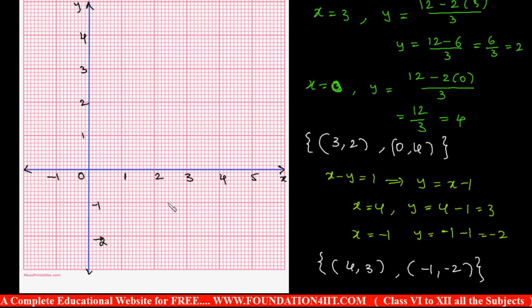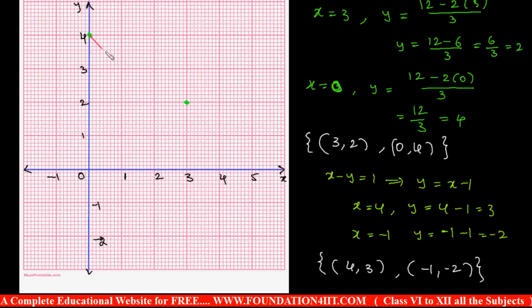So let us plot these points. First is 3 comma 2. On the x-axis 3, the y value is 2. So this is the point 3 comma 2. Next is 0 comma 4. The x value is 0, the y value is 4, so it's on the y-axis. This is the point. Now we draw the line.